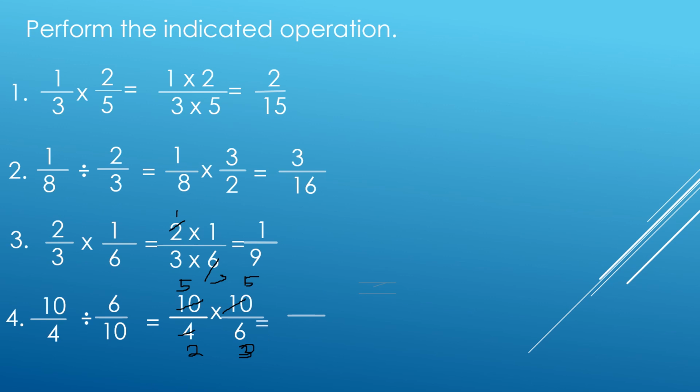5 times 5, that is 25. And then, 2 times 3 here, sorry, that is 6. So, 25 over 6.